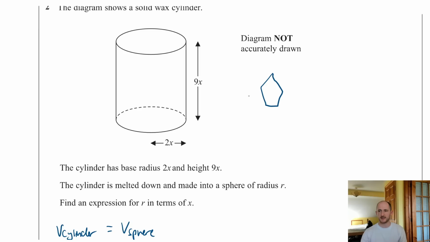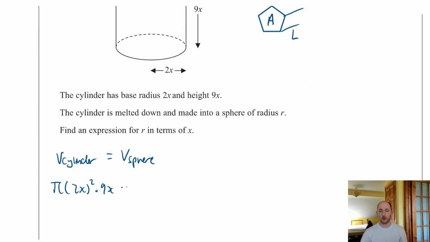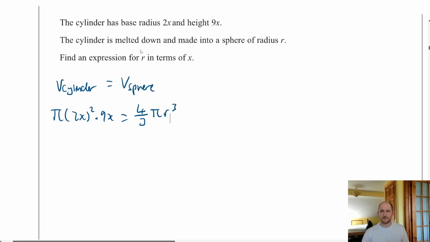So even if you had a pentagon and you had a prism like this, you'd work out the area of the front, or they give it to you, and you'd times it by its length. It's always the same, no matter what shape it is. That should equal the volume of a sphere, which is 4 over 3 pi r cubed. And it says here that the radius is just r, so that's all I'm going to have. And we need to find an expression for r in terms of x. So what does that mean? What it means is I'm going to rearrange for r equals. And that's it. So let's do that.